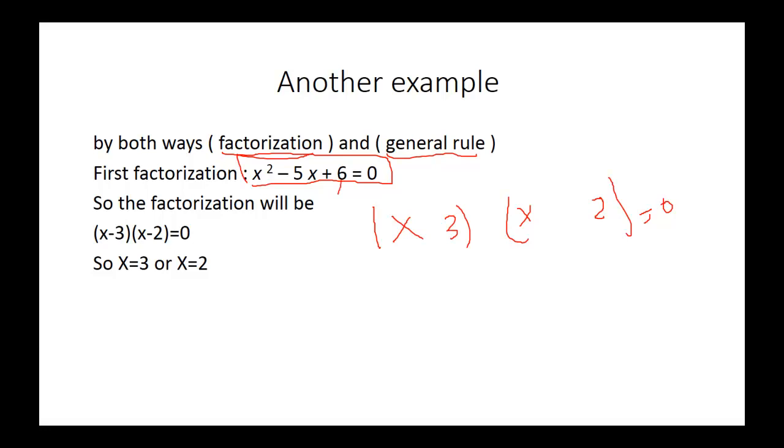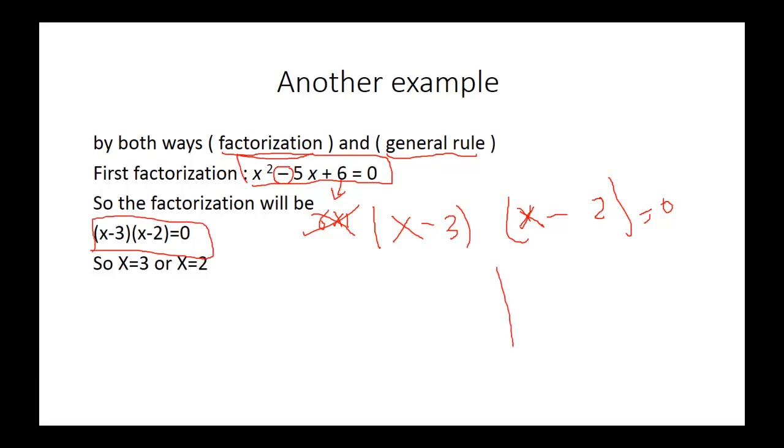You cannot use 6 and 1. Of course, this will be wrong. Why? Because 6 plus 1 is 7, and the middle number is 5. So I need the difference between the multiplying numbers to be 5. If the last term is positive, you will take the middle sign for both brackets. So x minus 2 and x minus 3, like we get here, x minus 3 and x minus 2.